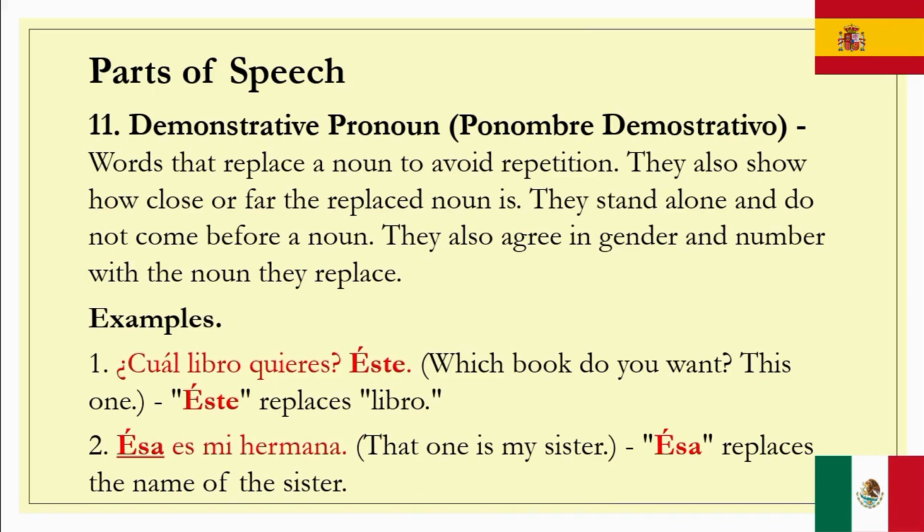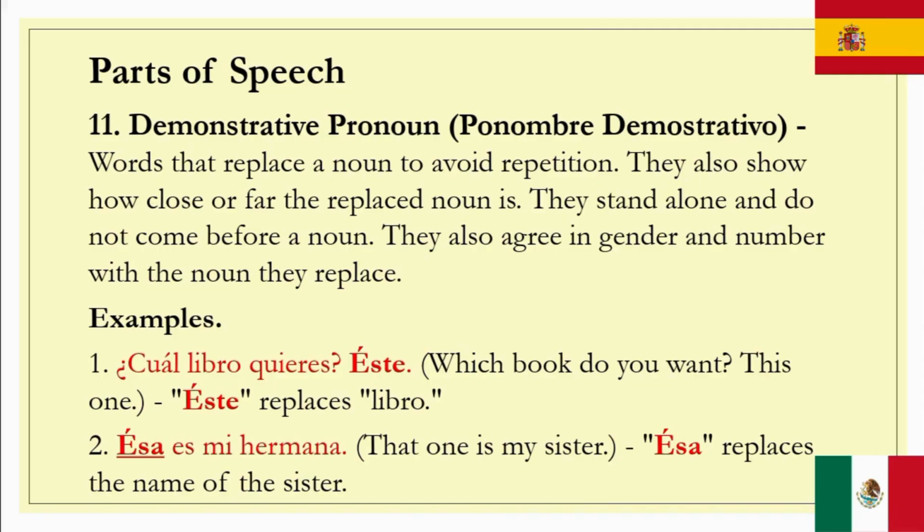Okay, por ejemplo, which book do you want? This one. So we can see that este, or "this," replaces libro. So in Spanish: ¿Cuál libro quieres? Este. Which means "this one" in English.